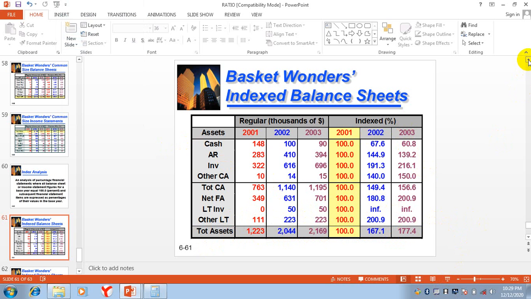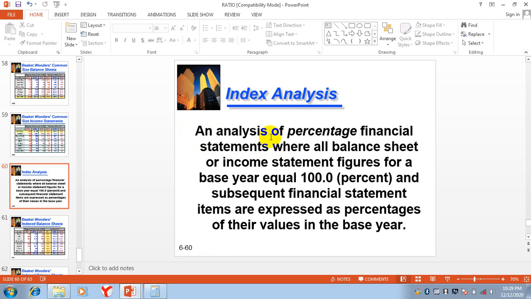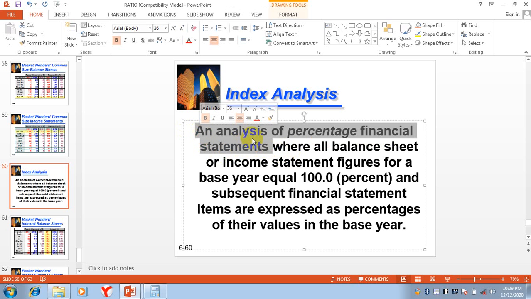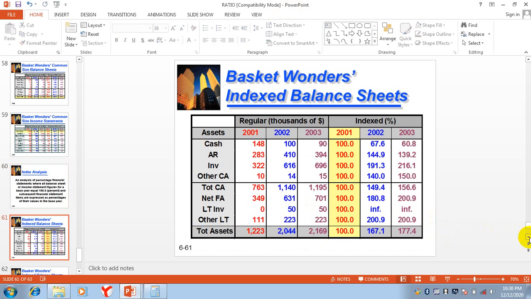So index analysis, again coming to the definition: an analysis of percentage financial statements. Again here we are converting our financial statements to percentages, where all balance sheet or income statement figures for a base year equal 100. All the base year data will become 100%, and subsequent financial statement items are expressed as percentages of their value in the base year, just like we converted it here.